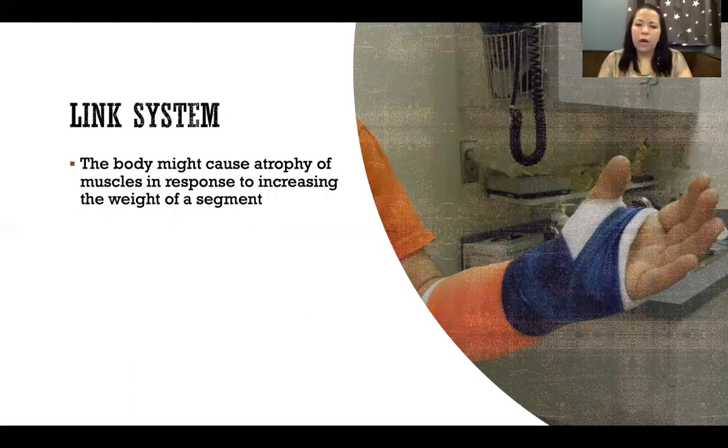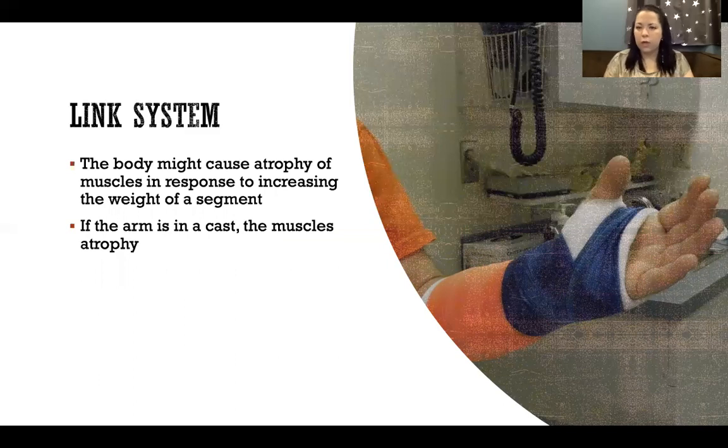The body might cause atrophy of muscles in response to increasing the weight of a segment. Okay, so this is something you may not have thought about before. If we increase the weight of a segment, like let's say, for example, the arm is in a cast. Okay, so that's a way where we increase the weight of the segment by adding a cast to the arm. Okay, and this is irrespective of whatever the injury was.